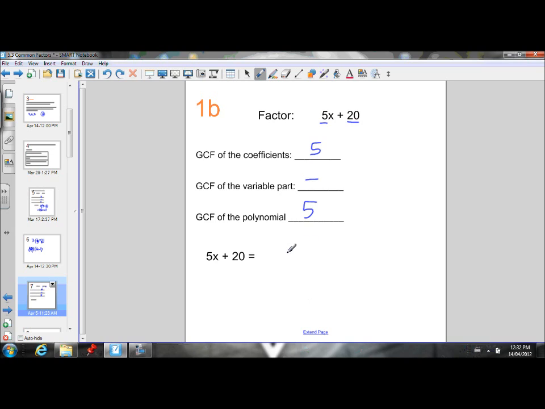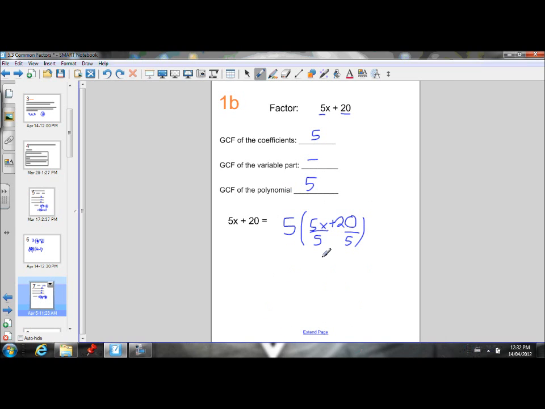So our steps are to remove the greatest common factor from the polynomial. So I've taken that out, taken it outside of the brackets, and my next step is to then divide each term by the greatest common factor. I know I'll be able to simplify because I know 5 goes evenly into 5x and 20. So this will give me 5x divided by 5 is just x, and 20 divided by 5 is 4. So there's my answer there. 5 and x plus 4 are the factors of 5x plus 20.